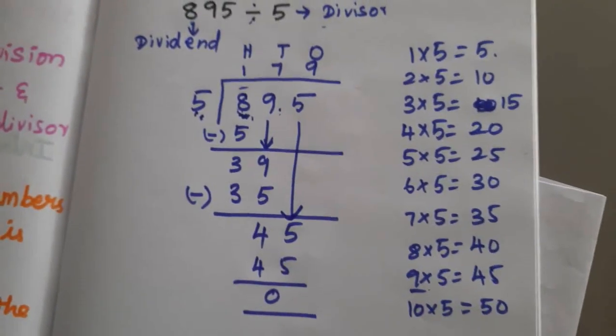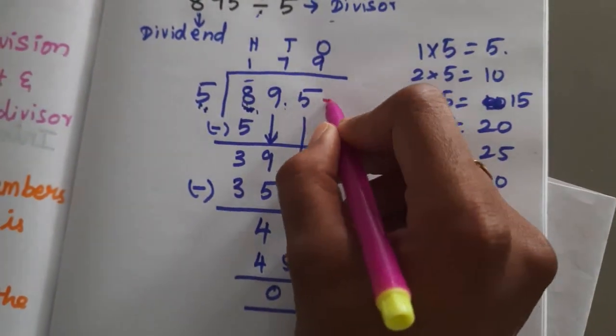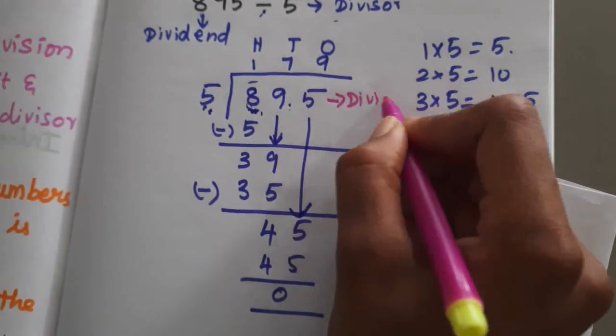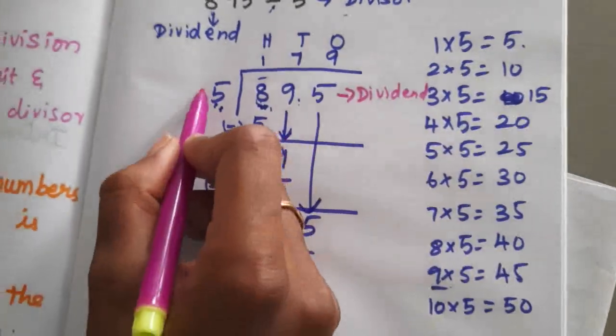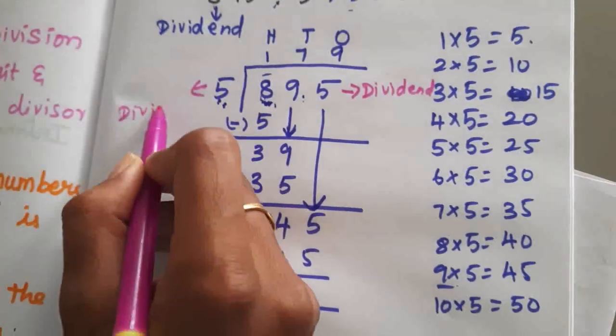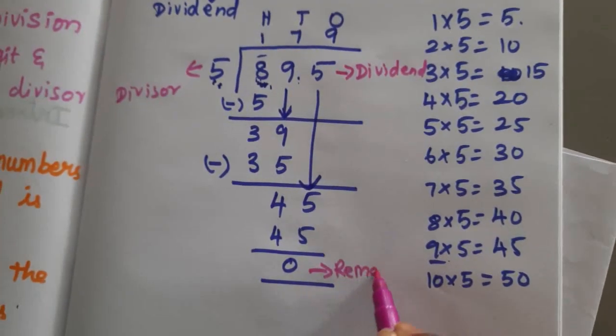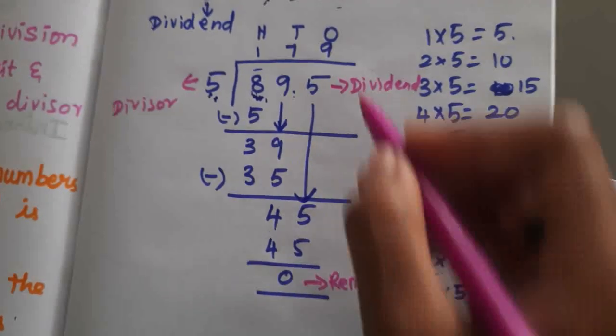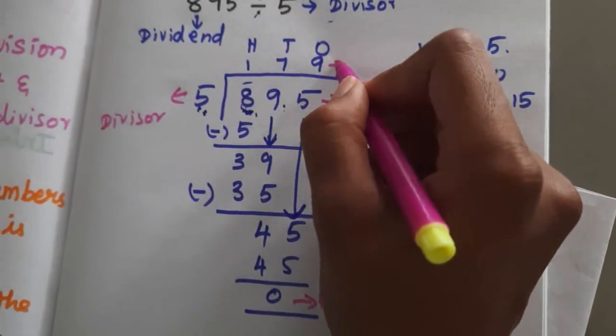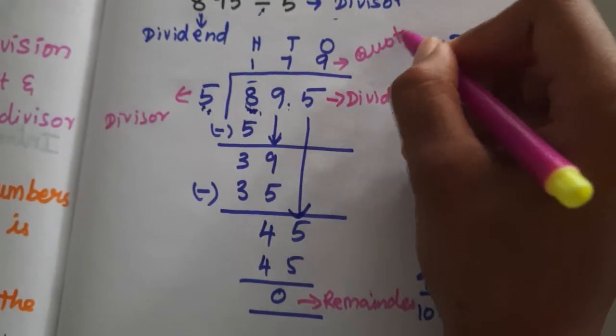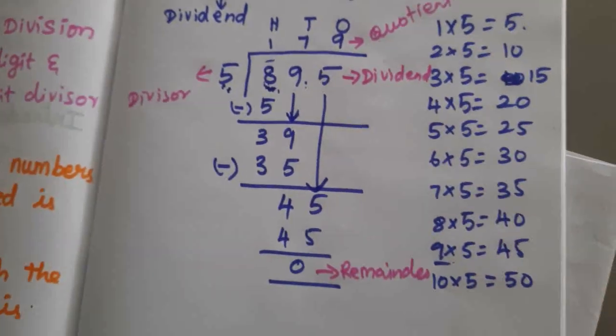Okay, listen all of you. Here 895 is the dividend. Next one is this 5, we call it the divisor. The 0 we call it the remainder. So this 179 is the quotient. Okay, do you have any doubts?